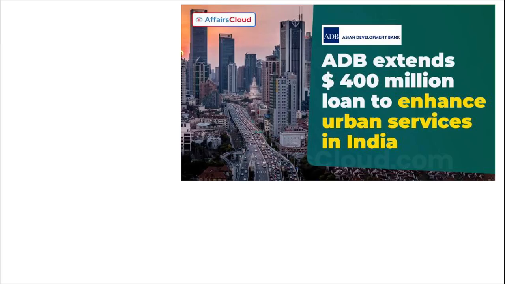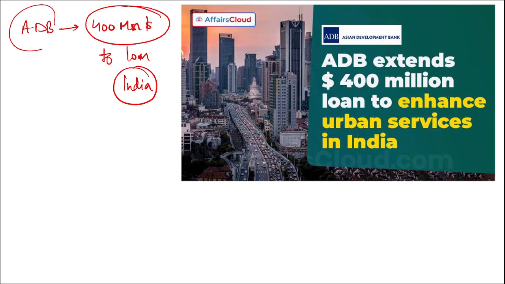Next we are talking about banking and finance. Asian Development Bank has recently approved a $400 million loan to India, right? It is a loan that is for India. And how much is this amount? $400 million was approved by Asian Development Bank. Correct? And this amount is for India's Sustainable Urban Development and Service Delivery Program. I repeat, this amount is for India's Sustainable Urban Development and Service Delivery Program.